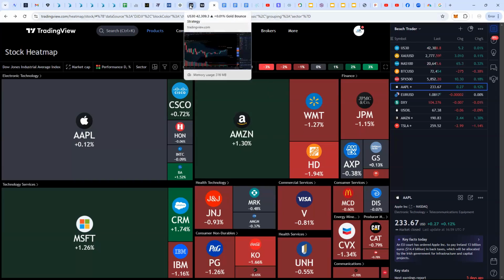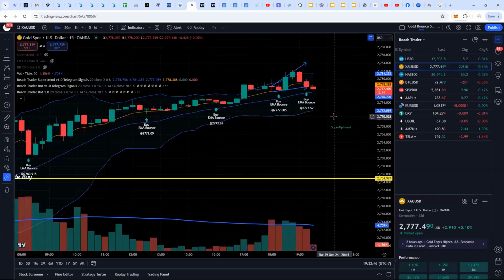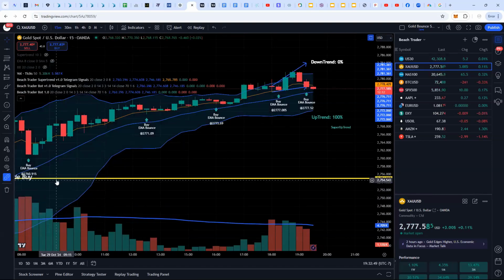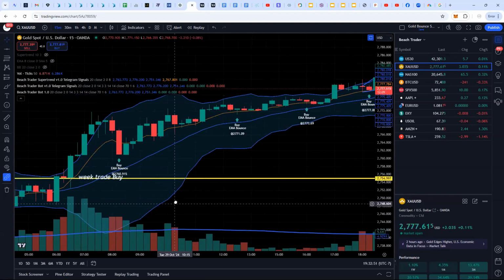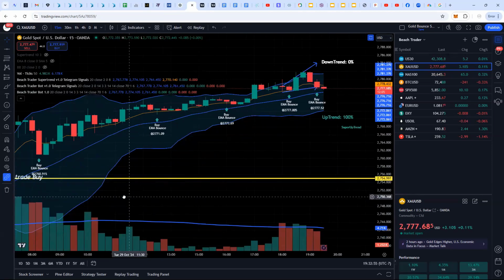Let's look at what happened in the market today. So we had US 30. We took 2 trades and we won both of those. It was beautiful. And then we said gold was going to go up for the week. This is where we told you gold was going to go up. And as you remember, this is right here where we started, and it went up all day.